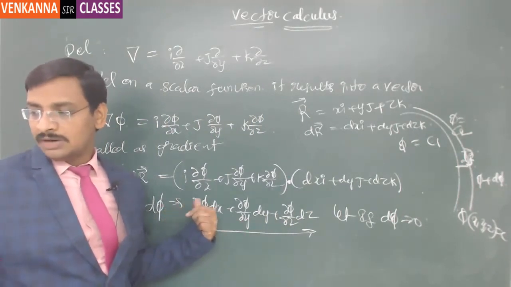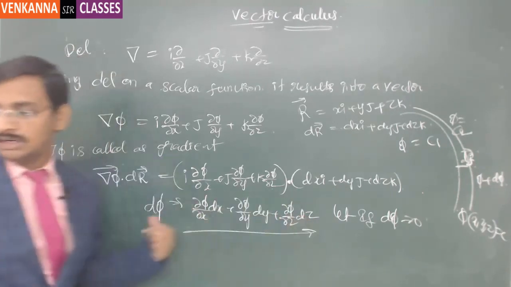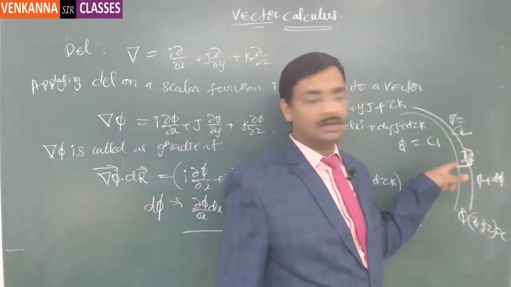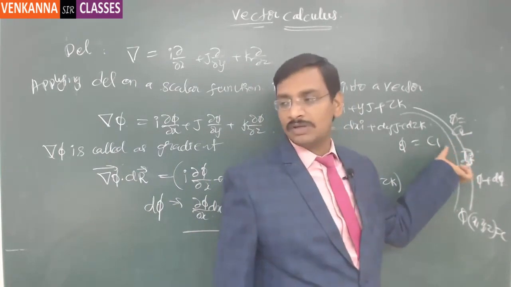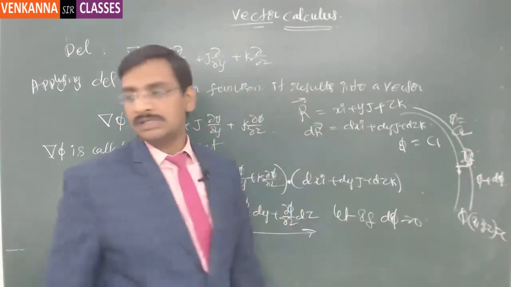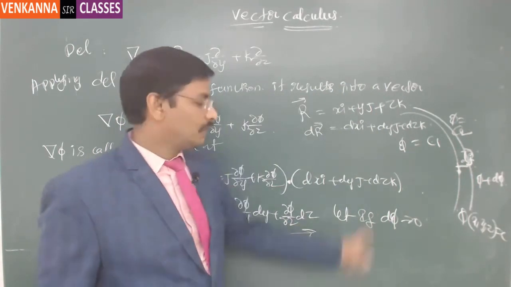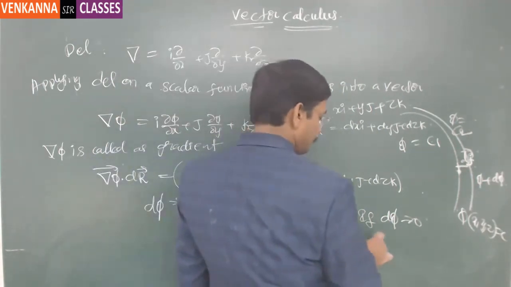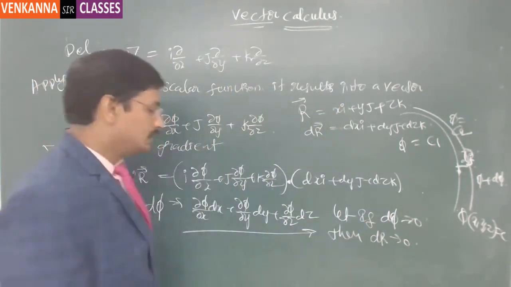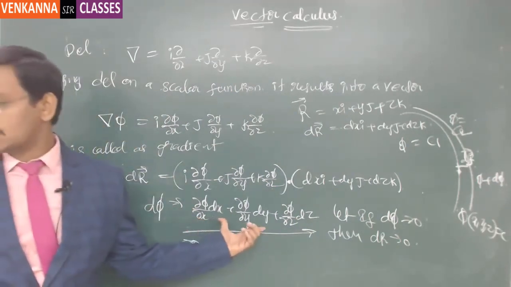d phi can be written as dou phi by dou x into dx, plus dou phi by dou y into dy, plus dou phi by dou z into dz. So, this is nothing but d phi. If this d phi value is tending to 0, suppose you take a point on the surface itself, then d phi is going to be 0, correct or not? If d phi is equal to 0, with dr tending to 0, this d phi value will come out to be 0.